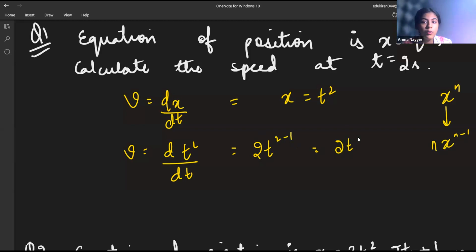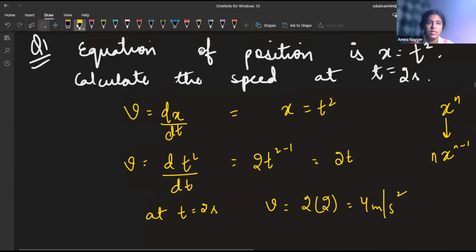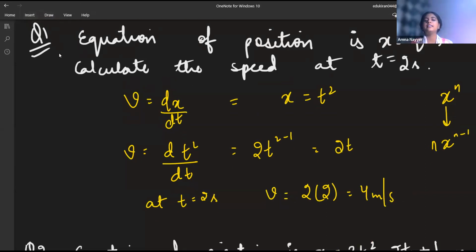At what value of t? t is given as 2 seconds. So Nabiha, can you tell me the final answer? If you put the value of t as 2, what should be the velocity? Nabiha? 4. 4, right. This would become 2 into 2, that is 4 meters per second. Not square, sorry, this is velocity. So 4 meters per second. This is how we have to find the instantaneous.